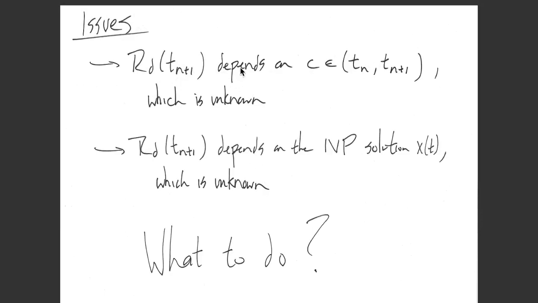Okay, sounds reasonable, but there are some issues with that. First of all, as we pointed out, the Taylor remainder term depends on this unknown value c that's between the current step and the next time step. Secondly, the Taylor remainder term depends on the solution x itself, which we're right in the middle of computing. So, what do we do?